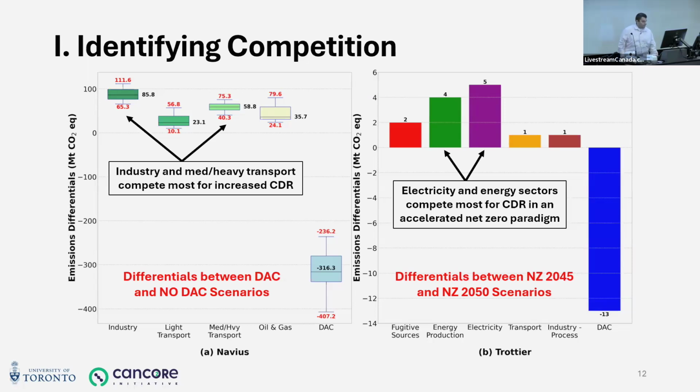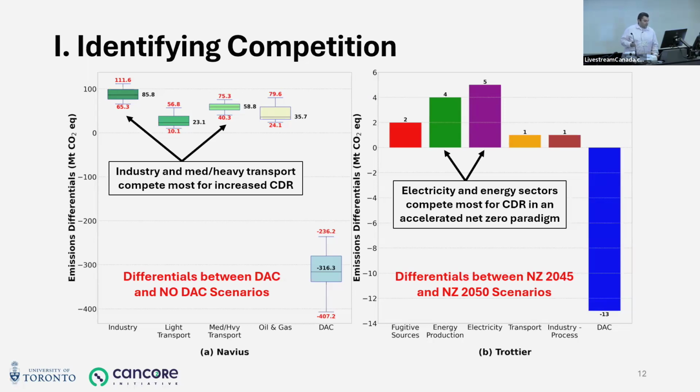In other data sets, CDR levels were influenced by exogenous variables like policy targets. So we inferred high versus low based on model outputs. For example, based on the Trottier data, and as depicted in the subplot on the right here, we compared sectoral emission differentials between 2 policy roadmaps: net zero by 2050 and net zero by 2045, an accelerated case.